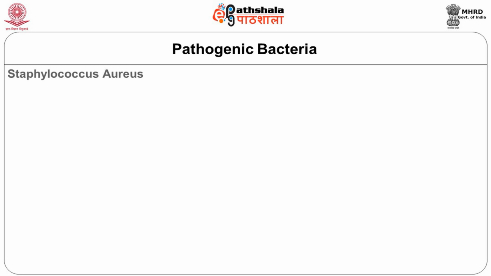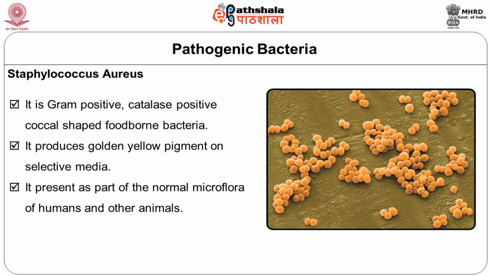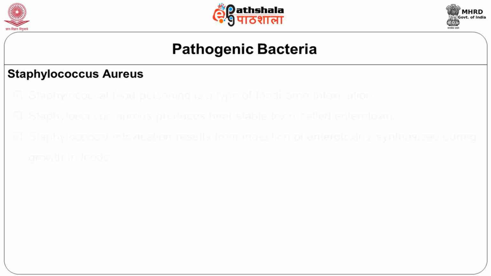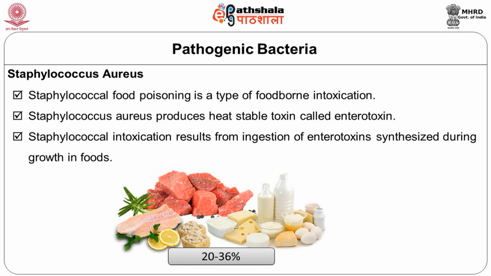The other important pathogenic organism is Staphylococcus aureus. It's a gram-positive, catalase-positive, coccal-shaped foodborne bacteria present as a part of the normal microflora of humans and other animals. Even our own skin and nasal cavities will have a lot of Staphylococcus. This bacteria is widely associated in India with foods like khoa, fish, meat and dairy products. Its percentage of contamination varies as high as 36% in Indian foods. Staphylococcus food poisoning is called intoxication because it doesn't infect the person.